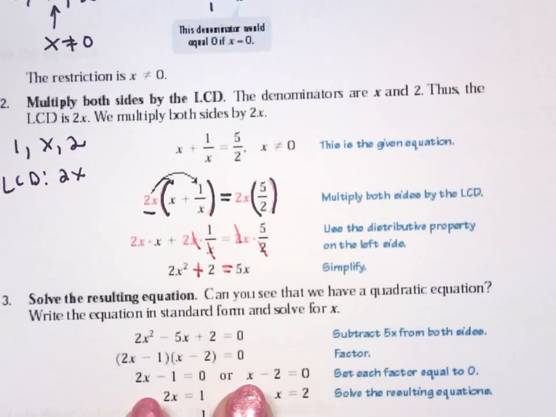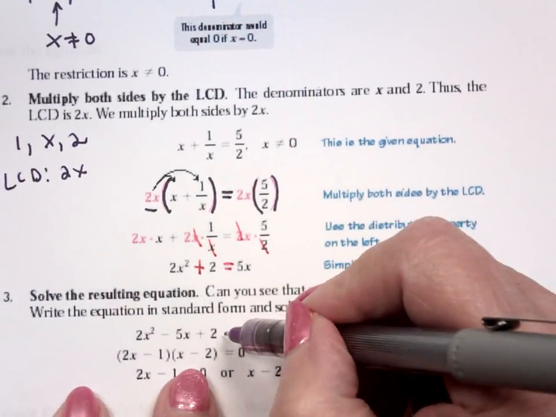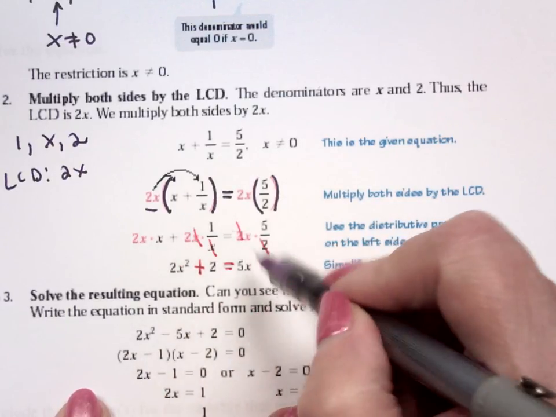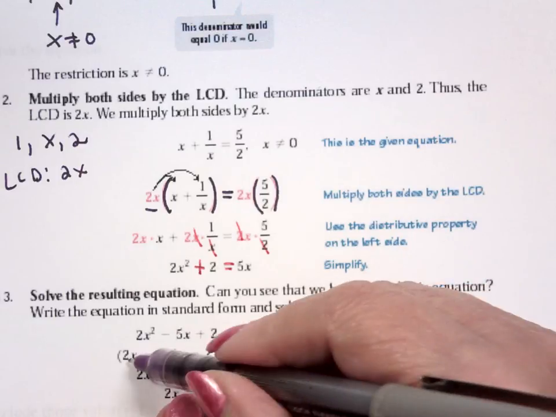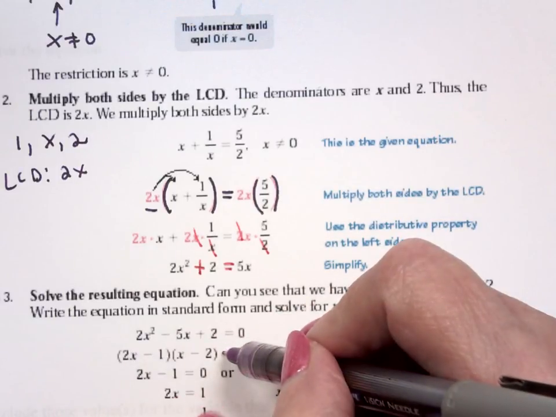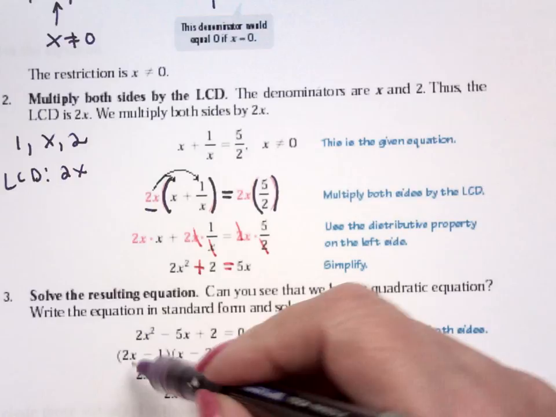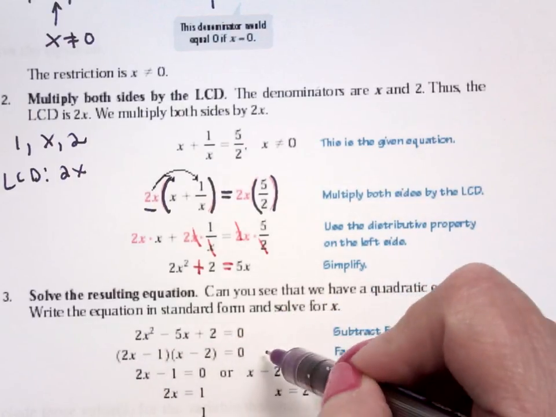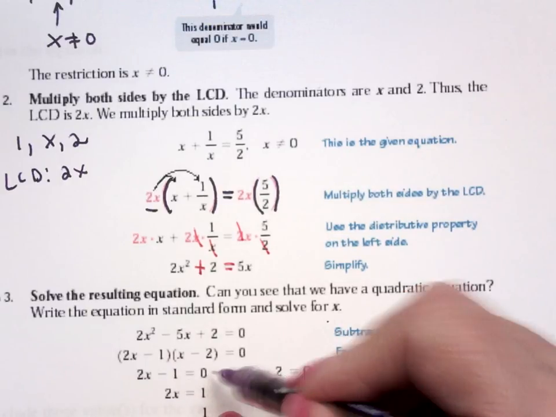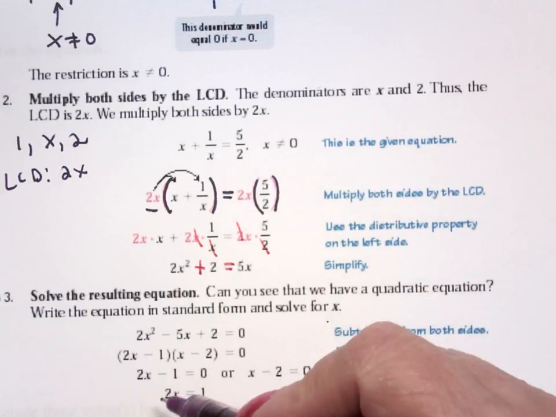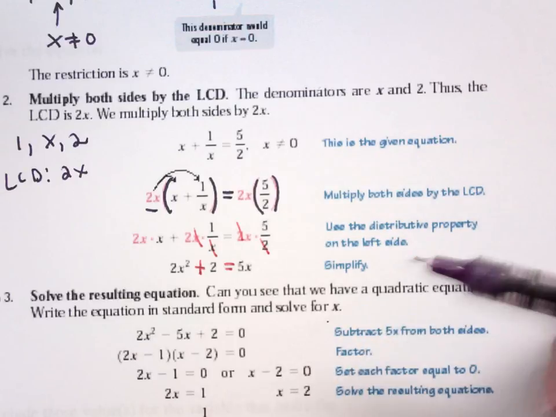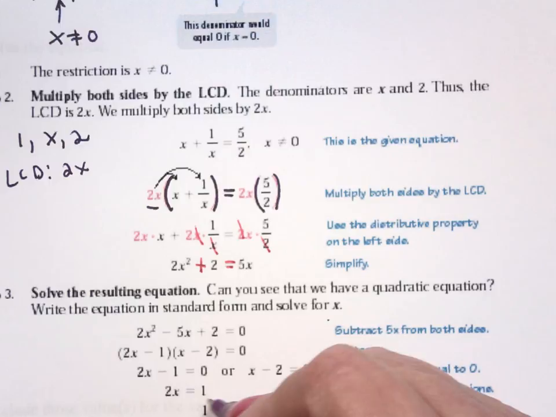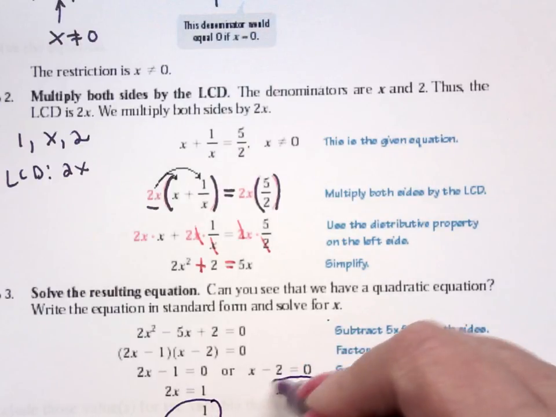Since it is a quadratic equation, I need to move everything to the same side, 0 on the other. So they move the 5x over. Now you factor. I've got the two factors, 2x minus 1 times x minus 2 equal to 0. 2x minus 1 has to be 0, x minus 2 has to be 0. 2x equals 1, or x equals 1/2. x minus 2 equals 0, or x equals 2. I have x equals 1/2 as an answer, x equals 2.